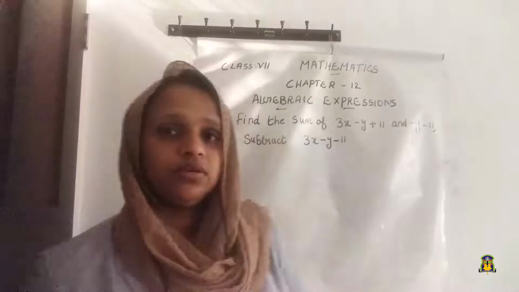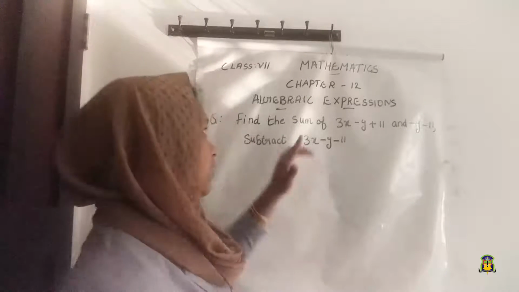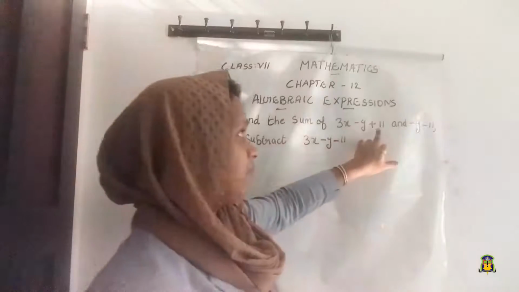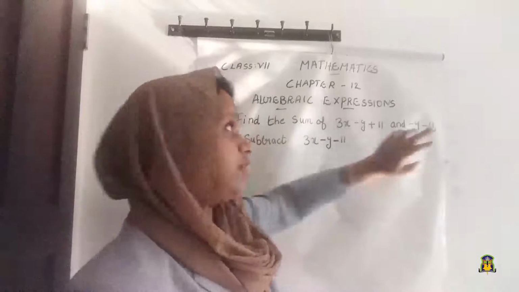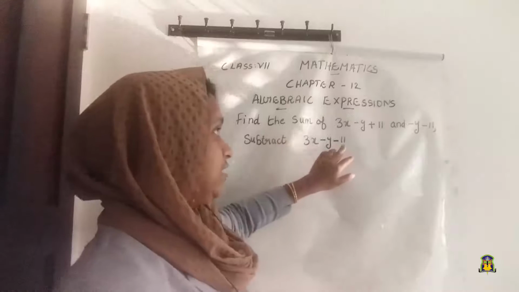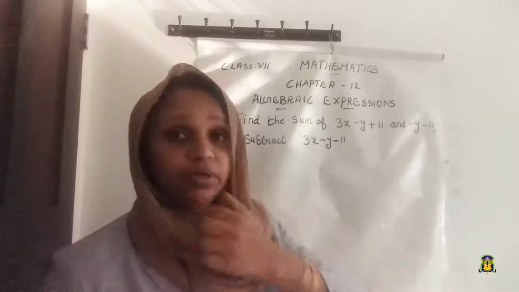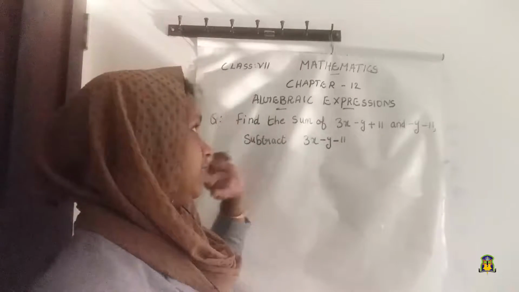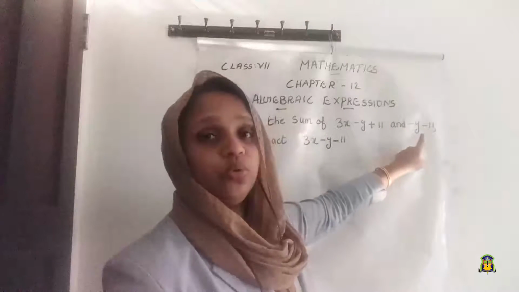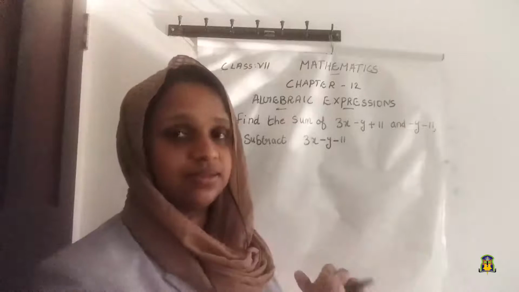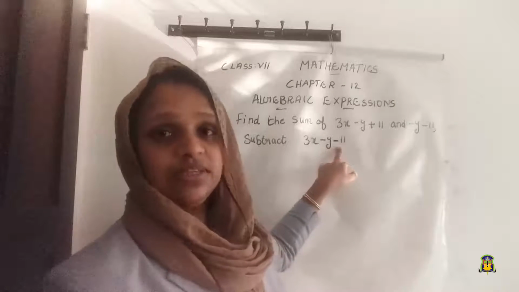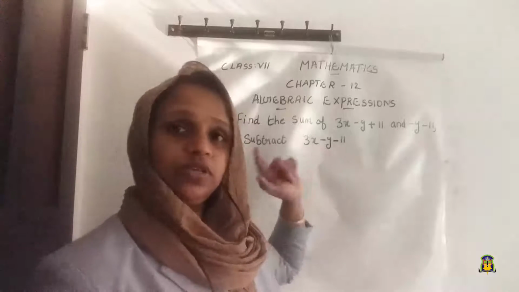So, next, we can move on to the next question. That is, find the sum of 3x minus y plus 11 and minus y minus 11, and subtract 3x minus y minus 11. So, first step, we want to add these two expressions. And then from that answer, we want to subtract this expression. So, first we can add.